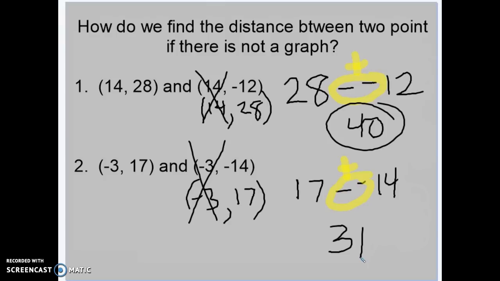Now you might say, well, what if both numbers are negative? We didn't do any of those examples. So let's take a look at what that would look like. What if I had the points, sorry about that.